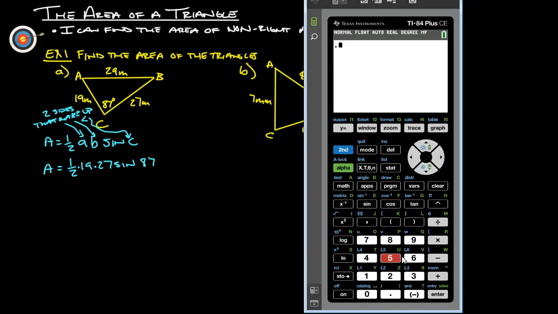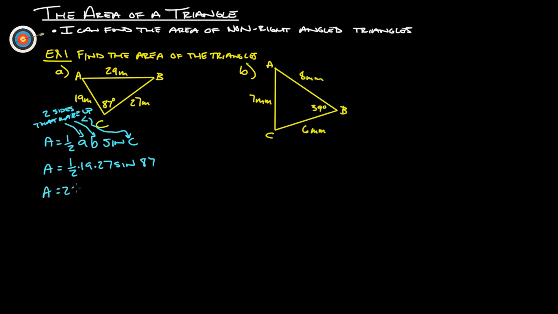So we do 0.5 times 19 times 27, and then the sine of 87, and that gives us 256.1. We'll go with 256.1, and this is in meters, so it's area, so it would be 256.1 square meters.